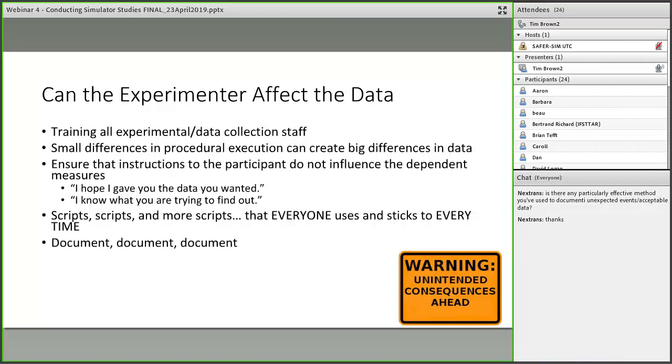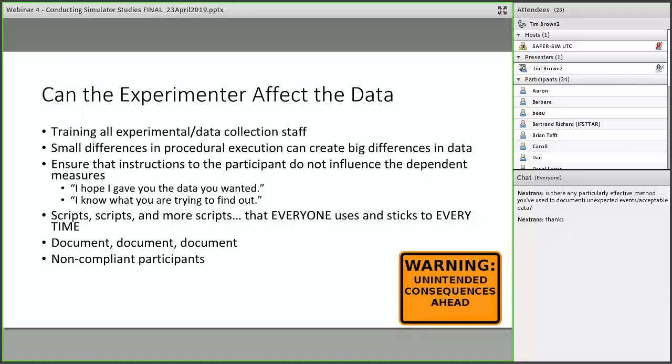The other thing is to document. We're going to hit on this over and over again. Document anything that seems odd or might affect how you interpret the data. If you sneeze and the participant looks back at you, that's something that you want to document because they're not looking at the road. And so those are things to capture.